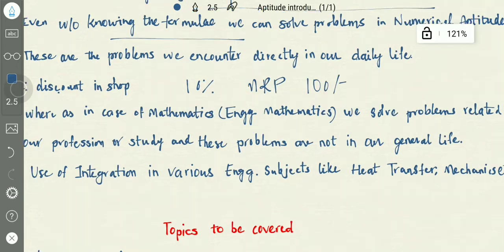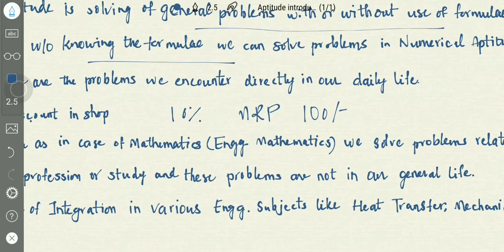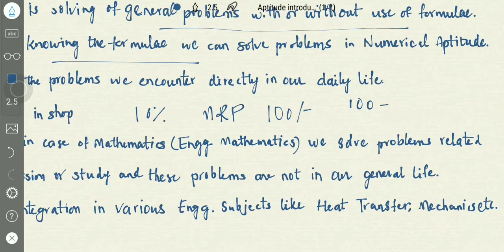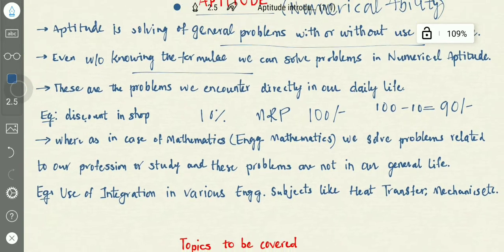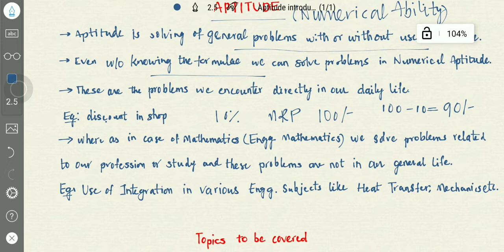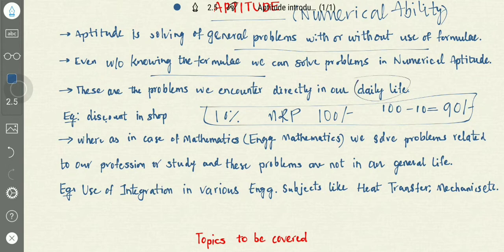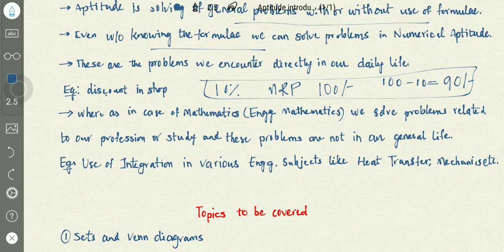If it is 100 rupees and the discount is 10%, we actually calculate the price we need to pay by deducting the discount. What is 10% of 100? It is 10 rupees. So we will be getting 90 rupees. So 90 rupees is the price we need to pay at the counter, right? This is a problem, right? This problem we have encountered in our daily life. So these type of problems are called numerical ability problems or aptitude problems.